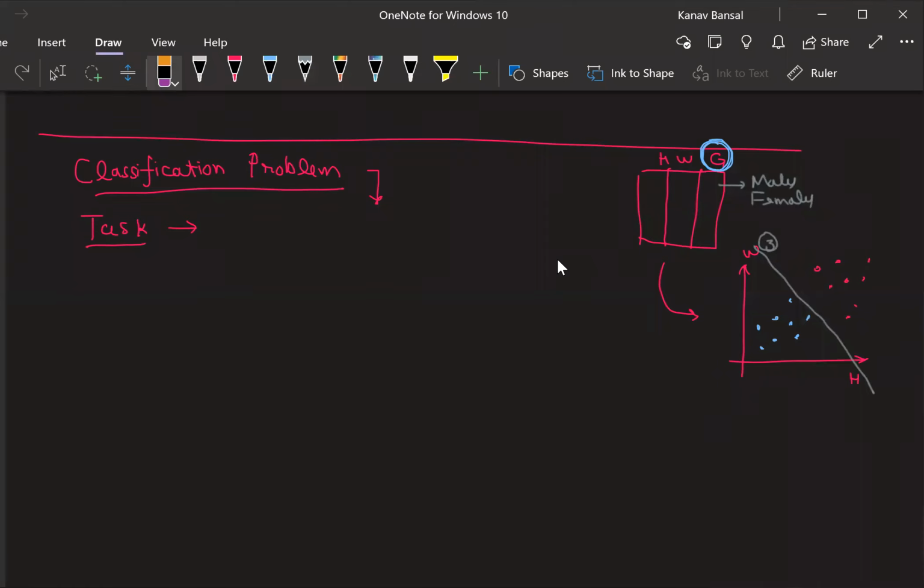Now this is the line that we are trying to find whenever we solve any classification problem. Whatever data is given to me, I will try to plot that data on this XY coordinate system. The data can be humongous. There can be hundreds of columns in the data.